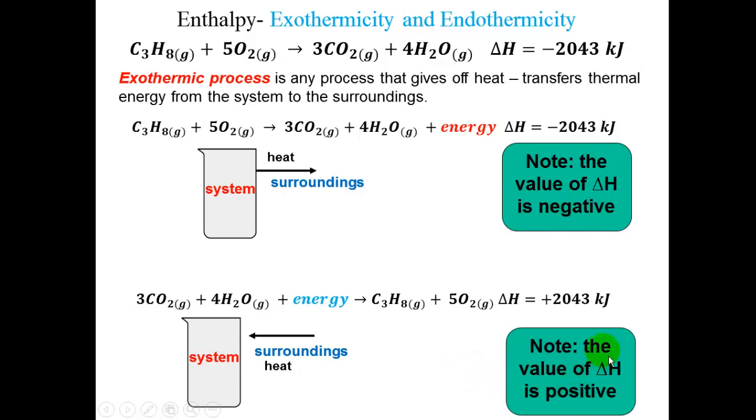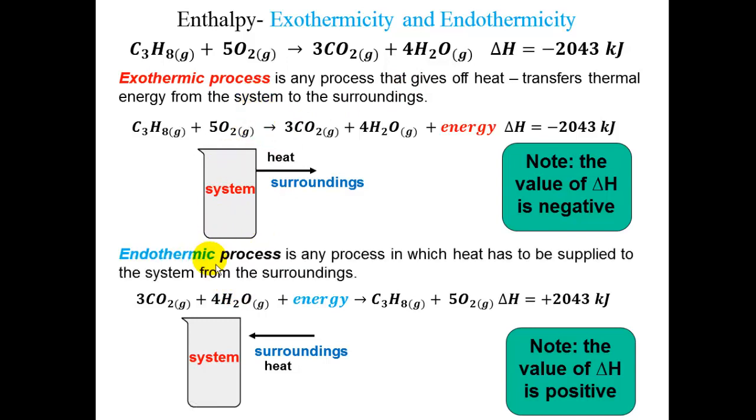Again, important points. Notice the value of your enthalpy. It's positive for an endothermic reaction. And the second important point, energy is a reactant. Energy is a reactant in an endothermic process. So an exothermic process gives off heat, and an endothermic process is the opposite, will actually require heat. And there you see here, an endothermic process requires heat taken in from the surroundings, given to the system.